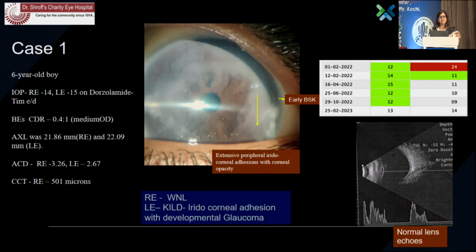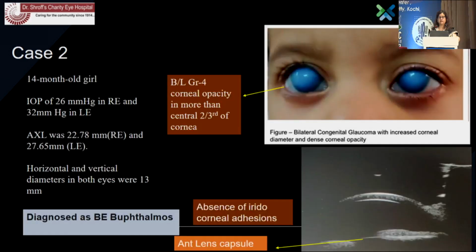So just a few cases. This was a 6-year-old boy. He had corneolenticular adhesion in the periphery with peripheral corneal opacification, and the pressure was slightly high. So this was a mild case of Peters type 1, which was just managed as of now with conservative treatment. It has to be differentiated because this particular child has a complete corneal opacity with buphthalmos.